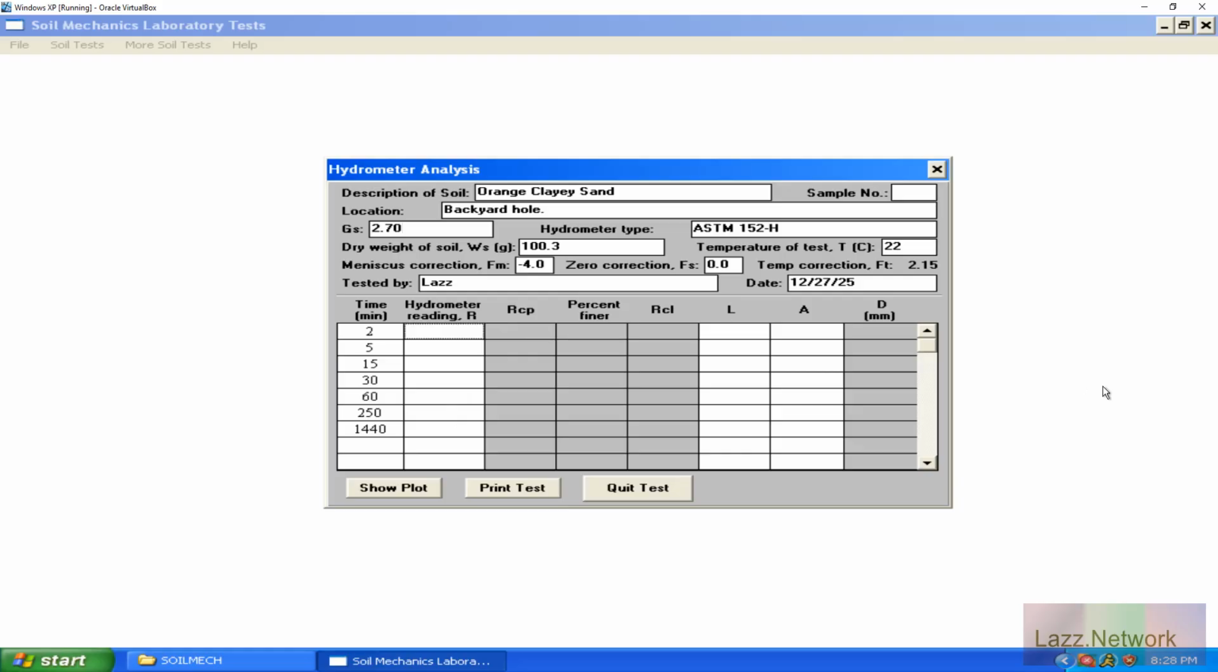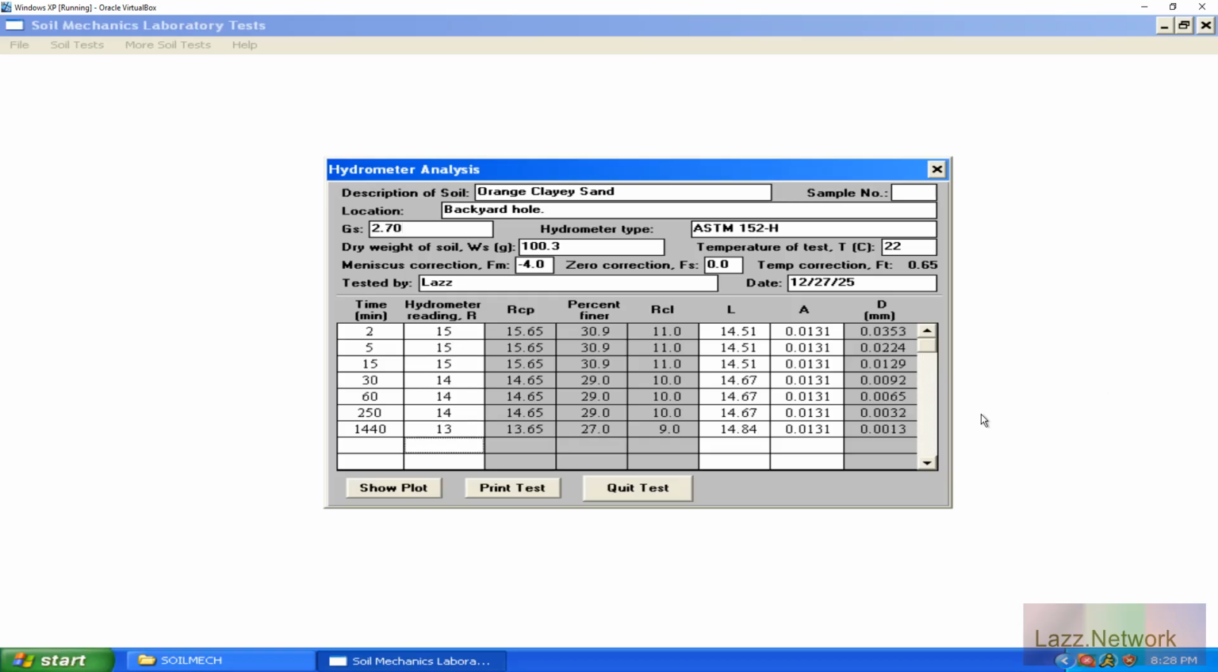All right. So now this is going to report our hydrometer readings. So here we got 15, 15, 15, 14, 14, 14, and then 13. And then it just calculates everything out right over here off to the side. Now, technically, you have your L and A here, which will let you correct it if you needed to do anything like that.